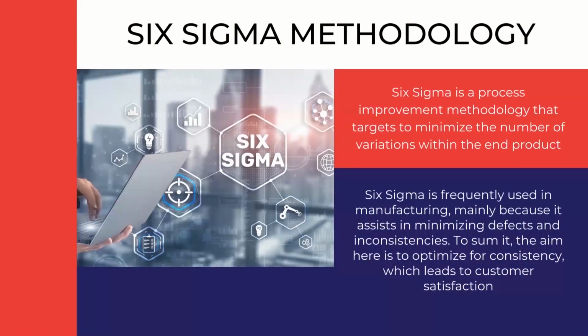Six Sigma is a process improvement methodology that targets to minimize the number of variations within the end product. Bill Smith, an American engineer and Motorola employee, created it in 1986. This method employs statistical data as a standard to assist corporate leaders in comprehending how their operations operate. A process is considered optimized if it yields less than 3.4 defects per 1 million cycles. Six Sigma is frequently used in manufacturing, mainly because it assists in minimizing defects and inconsistencies. In conclusion, the aim here is to optimize for consistency, which leads to customer satisfaction.